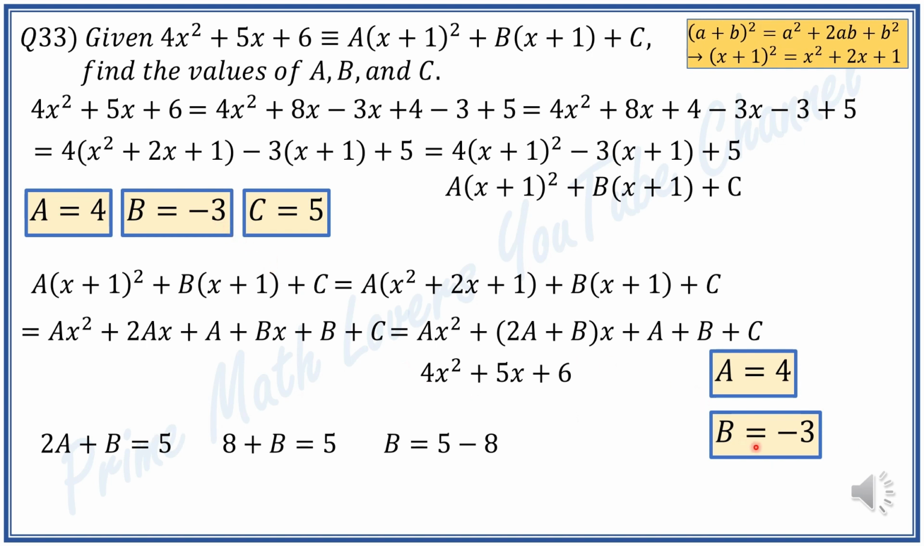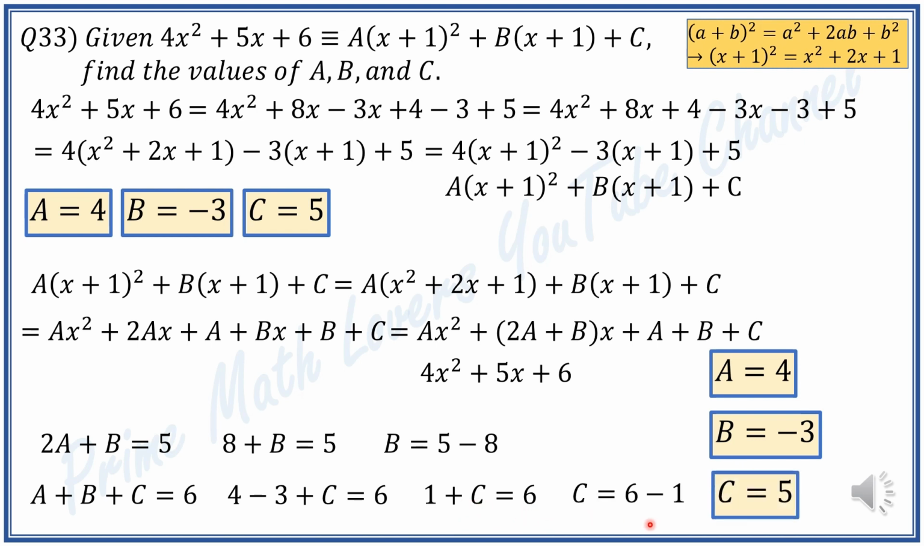We got the same answer. And a plus b plus c is 6. A is 4, b is negative 3. So 4 minus 3 plus c is equal to 6. 4 minus 3 is 1, plus c is equal to 6. I take 1 to the other side, so c is equal to 6 minus 1, which is 5.